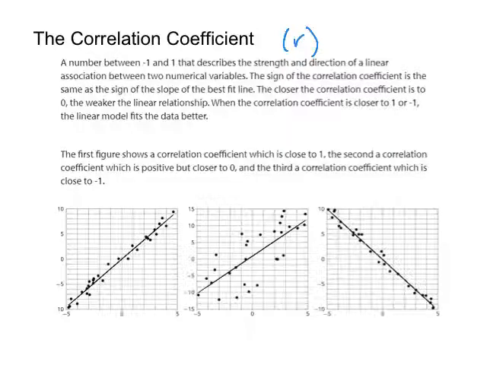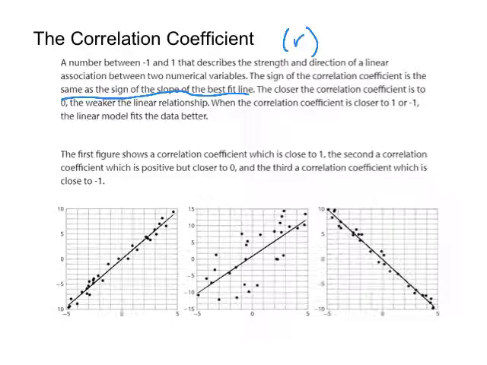The sign of the correlation coefficient is the same as the sign of the slope of the best fit line. And the closer the correlation coefficient is to 0, the weaker the linear relationship. When the correlation coefficient is closer to 1 or -1, the linear model fits the data better. The closer the R value is to 1 or -1, the better the linear model.